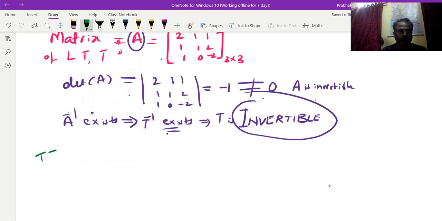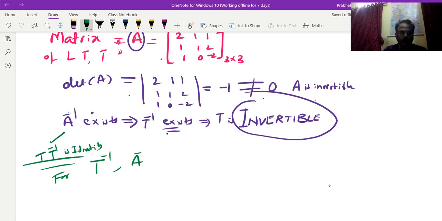We are showing that T inverse is the identity linear transformation. For that, first I have to find what T inverse of XYZ is. To find T inverse of XYZ, first we have to find A inverse. So using your matrix knowledge you have to find A inverse. I can use the calculators also.